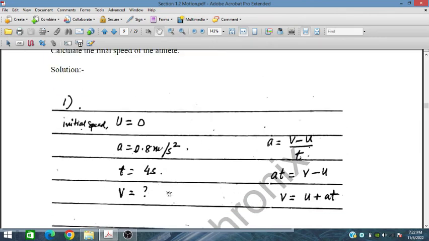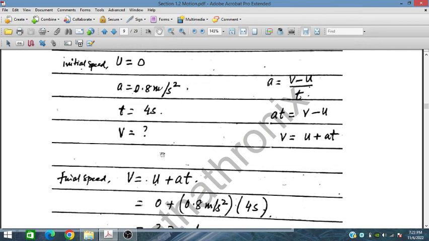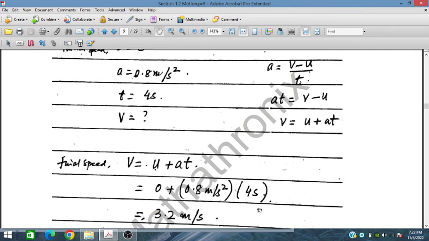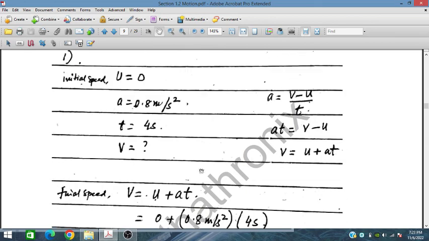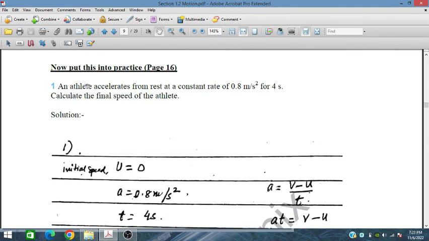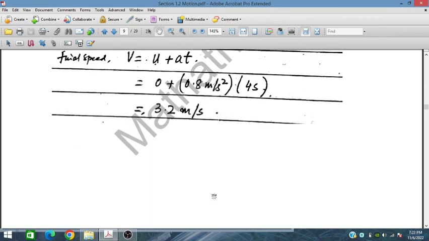So final speed is given by v is equal to u plus at, because the acceleration is equal to v minus u divided by t. So this at is here and v is equal to u plus at. So in place of u we have the rest state 0, acceleration is 0.8 meters per second square and the time is 4 seconds. So this is 3.2 meters per second. So the final speed is 3.2 meters per second under these given conditions.